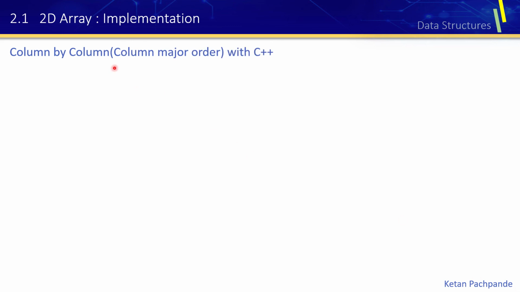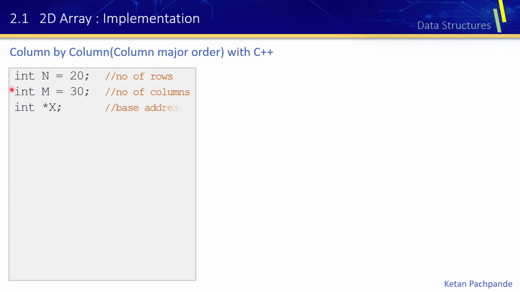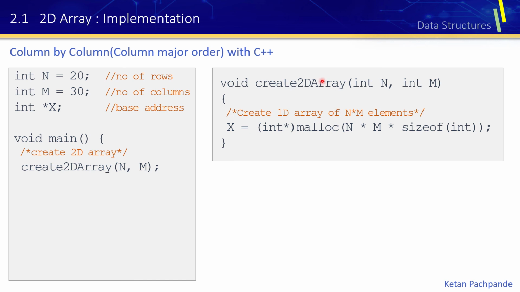Now let's look at the implementation of this column major order with the help of C++. Here again, let me take n value as 20, number of rows 20, and number of columns as 30. And here also I am going to take the base address pointer, which is x. Similarly, I am going to write one function here called create two-dimensional array by passing the number of rows and columns. In this function I have allocated the total memory required to store all the elements. In short, I am defining the one-dimensional array here with the help of this malloc function.